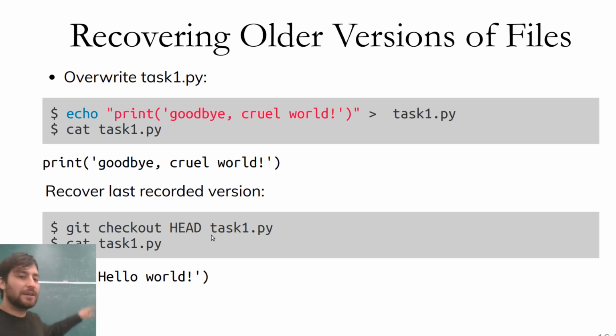So git checkout task1 or git checkout HEAD task1 means I'm going to check out the version of task1 as it was at HEAD. HEAD is the last commit. So if I do this, the content of task1 will be changed to what it was during the last commit. So now it's hello world again.